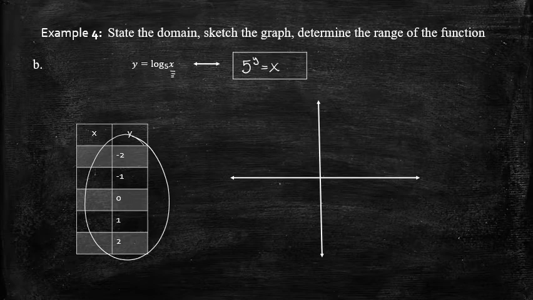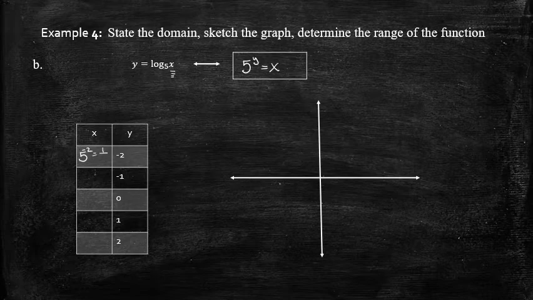You'd have to know ahead of time what numbers to plug in to know what x values to pick. So doing it this way, we don't need to worry about that. If y is -2, I would have 5 to the negative second power, which is 1 over 25. 5 to the negative first is 1/5.